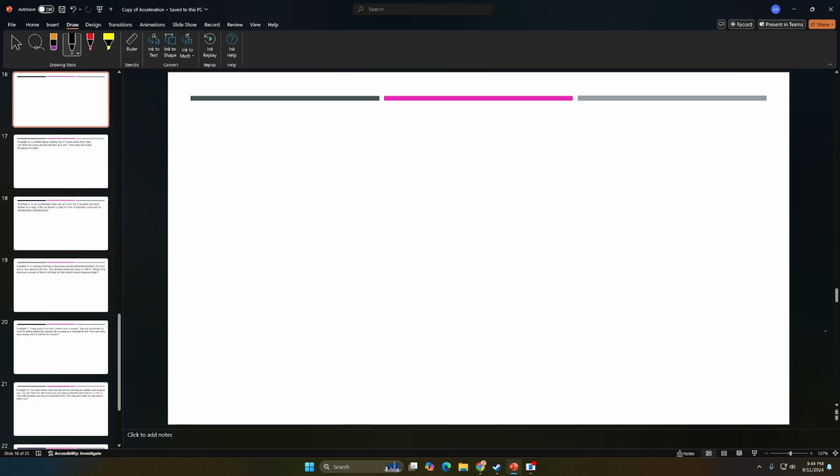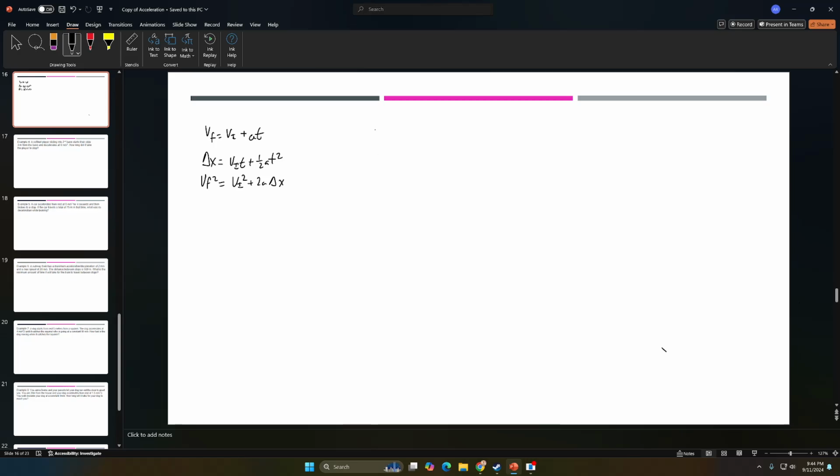Just as a reminder, we have three main equations that we are going to use when there's acceleration involved. It's v final equals v initial plus at. Change in x equals v initial times time plus 1/2 at squared, and v final squared equals v initial squared plus 2a change in x.